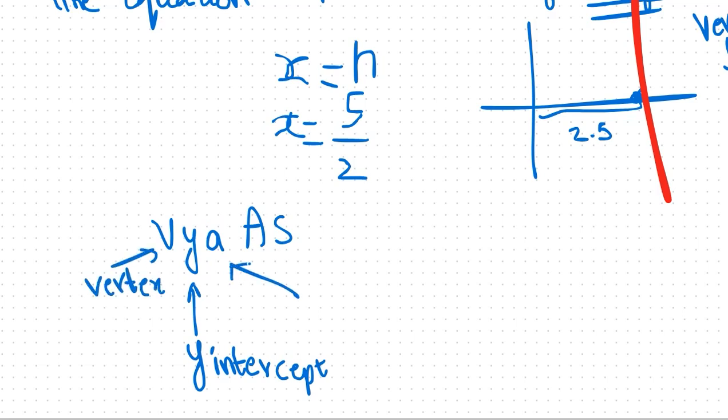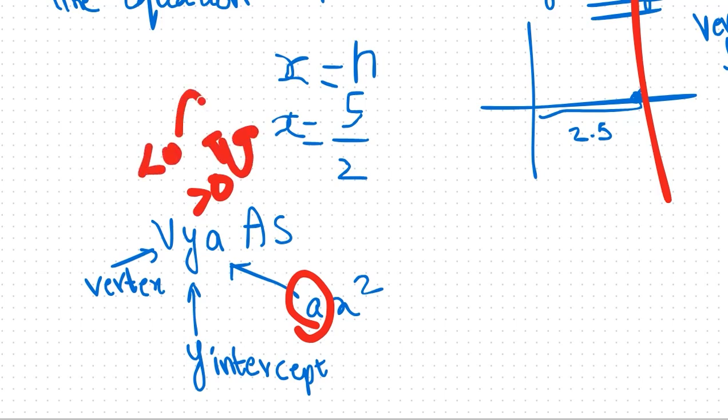A small a stands for the first number of the equation, which gives the ax square, right? This a we are talking about. This determines whether it opens upwards if positive, or downwards if negative.